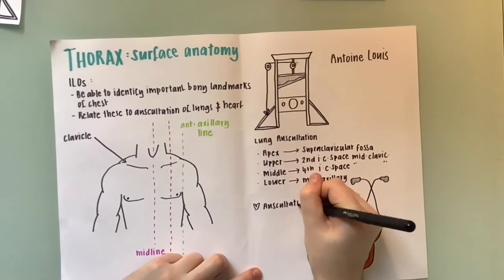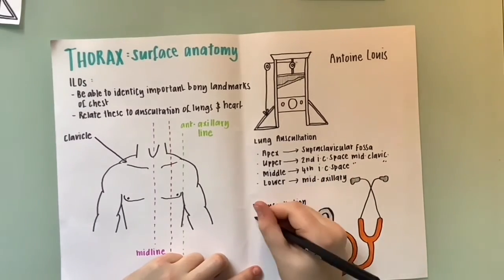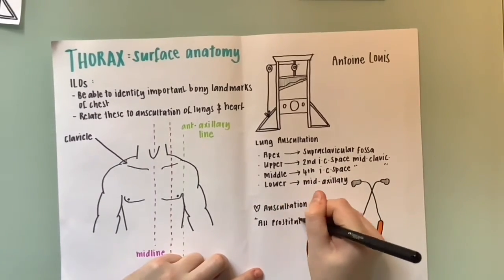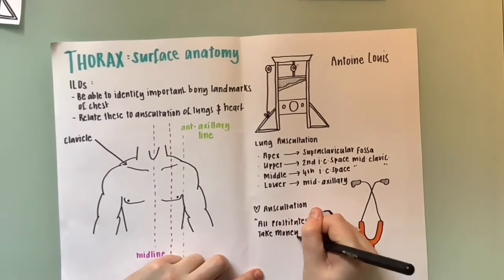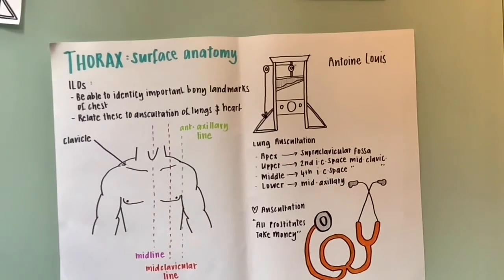And finally, we're going to look at cardiac auscultation. So a useful mnemonic is "all prostitutes take money", whereby the A stands for the aortic area, and this is in the second intercostal space to the right of the sternum.